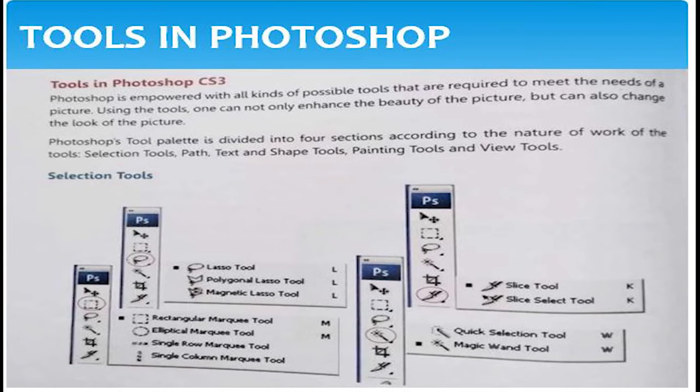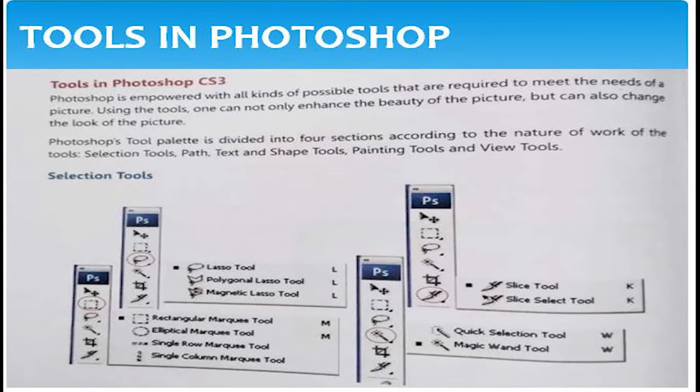Tools in Photoshop CS3. Photoshop is empowered with all kinds of possible tools required to meet the needs of a picture. Using the tools, one can not only enhance the beauty of the picture, but also change the look of the picture. The Photoshop tool palette is divided into sections according to the nature of the work of the tools. First one is selection tools, next is path, text and shape tools, painting tools and view tools. You can look here, the selection tools are here.